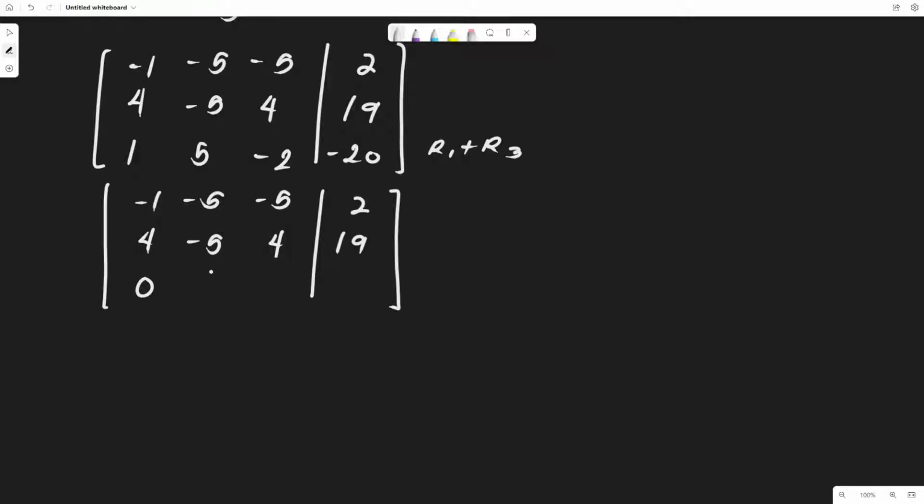Then this will become 0. This will also become 0, no? And 5, 1, negative 1 plus 1, negative 5 plus 5. The negative 5 minus 2 is negative 7. Then 2 plus negative 20 is negative 18. Okay? The next, no?